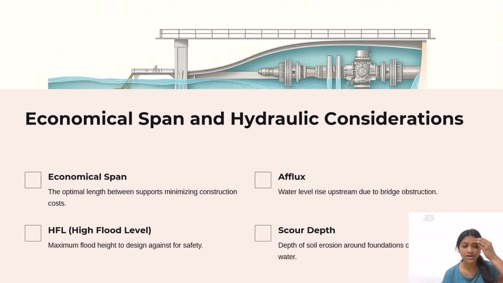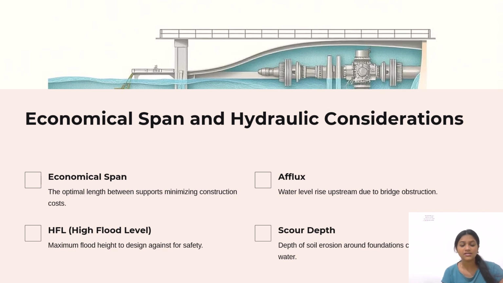Classification based on shape and structure includes beam bridges, arch bridges, suspension bridges, cable bridges, as we discussed earlier. And classification based on purpose: road bridges, railway bridges, and foot bridges. Road bridges are for vehicles. Railway bridges are for trains and foot bridges are for pedestrians.